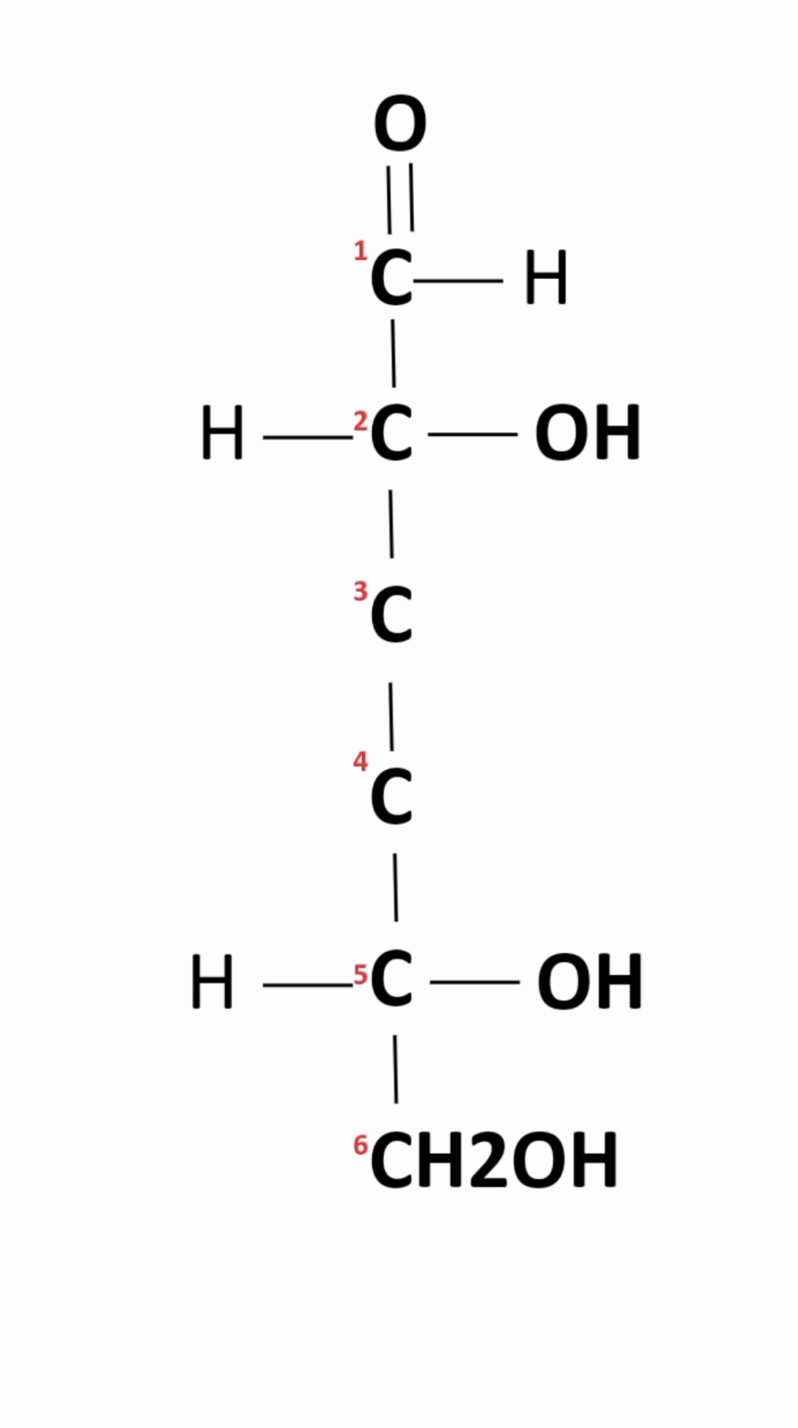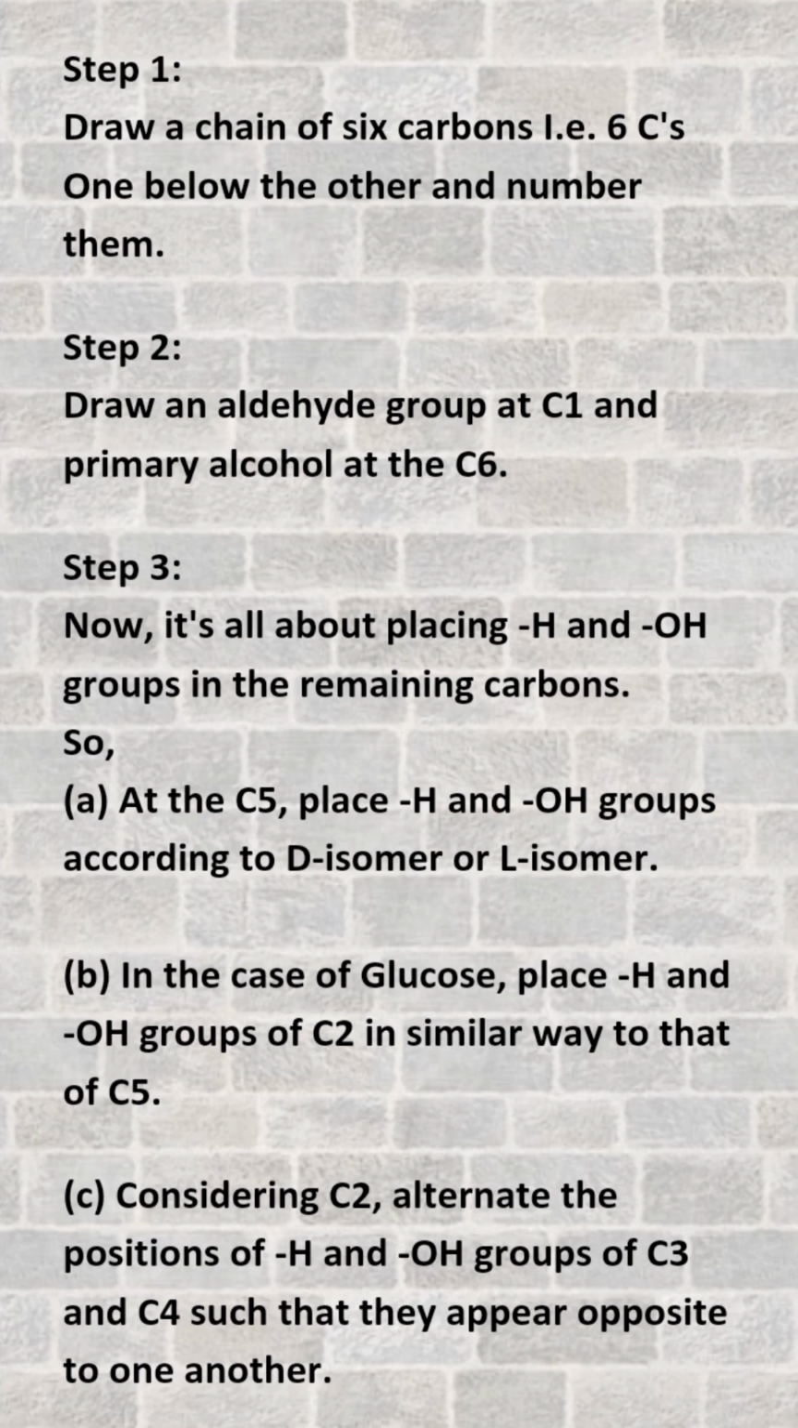Now lastly, we are only left with C3 and C4. So the final step here is, considering C2, alternate the positions of H and OH groups for C3 so that they appear opposite to one another, and do the same for C4, considering C3 to alternate with.